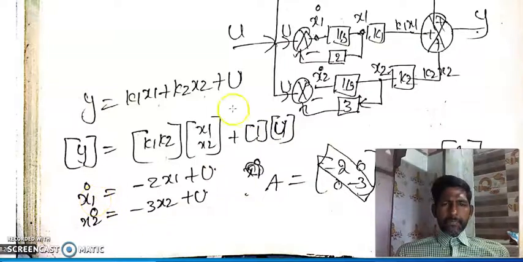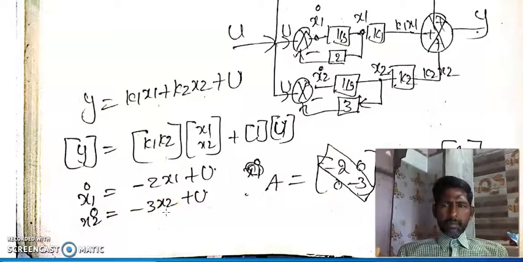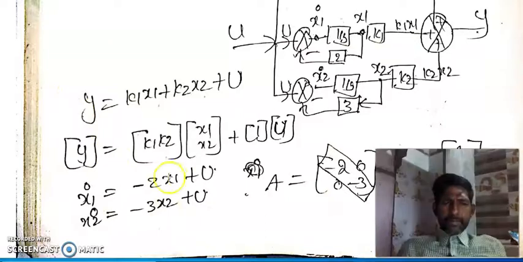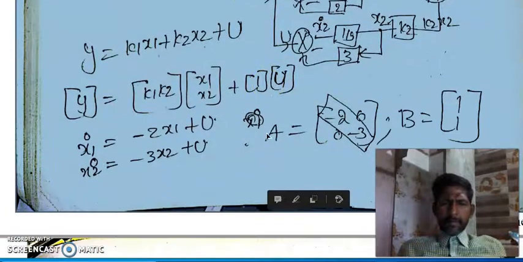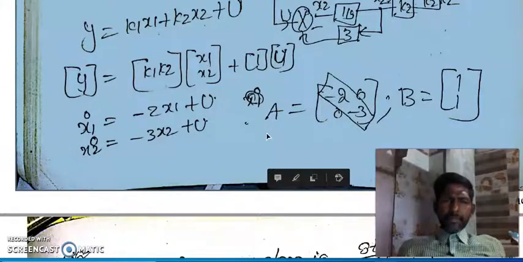So state equation x1 dot equal to minus 2x1 plus u, x2 dot equal to minus 3x2 plus u. From these two equations, A equal to minus 2, 0, 0, minus 3, B equal to 1, 1. So these are all the matrices. Matrix C is this, matrix D is this.